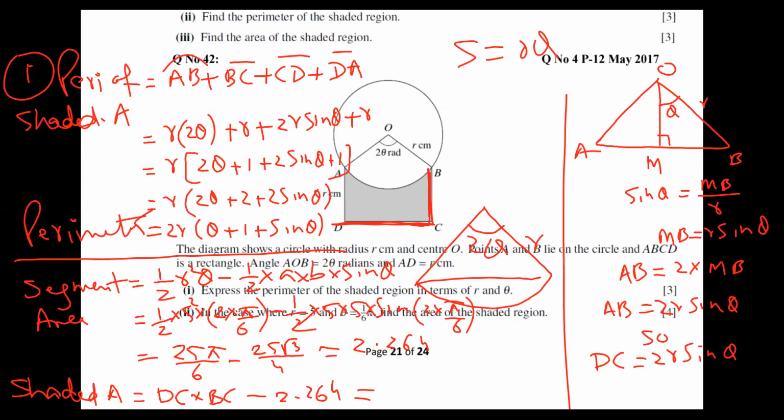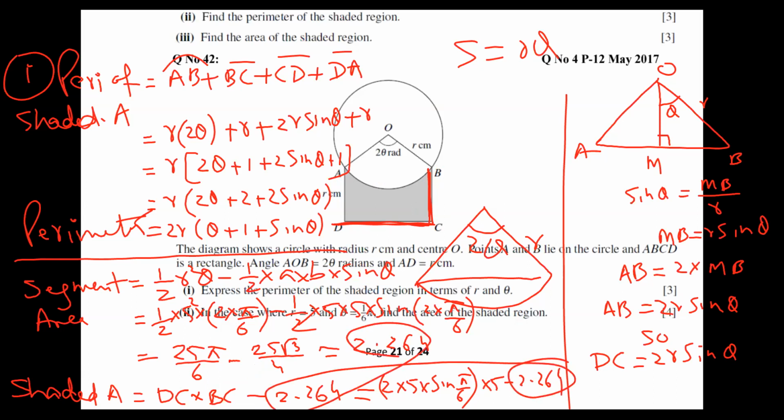I'm putting the values. What is the r value? 5. What is the theta value? Pi by 6. Okay, so let me complete it. Inshallah, I'll get my answer very easily. So 2 times 5 into sine of pi by 6. This is my answer for CD. Done. Okay, into BC. What is BC? Radius only. I repeat, BC is this length and that is the radius, so it means only r. r is 5. And minus 2.264, which comes from the segment area here. So let me type it all together. Inshallah, the answer will come: 10 times 2 sine pi by 6 and minus 2.264.